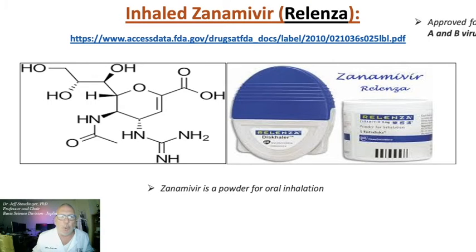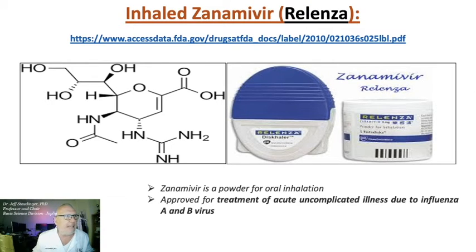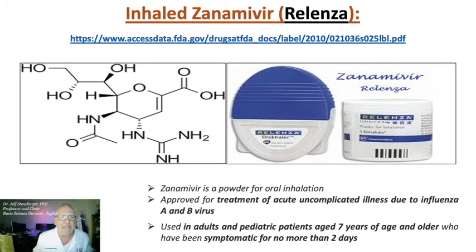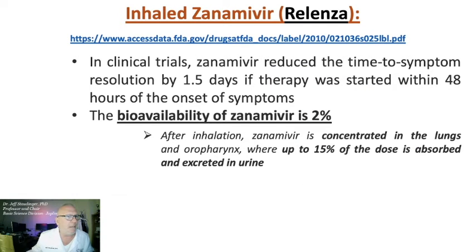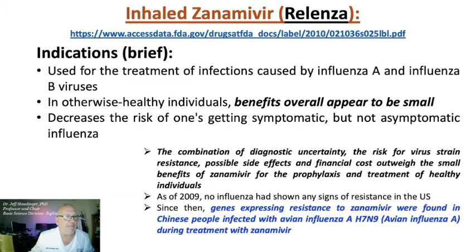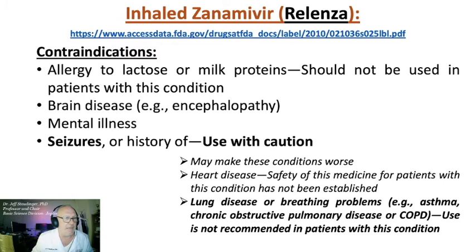Zanamivir is a powder approved for oral inhalation treatment of influenza A and B viruses in patients 7 years of age and older who have been symptomatic for no more than 2 days. Bioavailability of Zanamivir is 2%. It's concentrated in the lungs and excreted in urine. As of 2009, no influenza had shown any signs of resistance to this drug in the U.S. With bird flu influenza type A, called H7N9, some folks in China who were infected with this virus expressed resistance to Zanamivir. This drug is contraindicated in patients with lung disease or breathing problems.